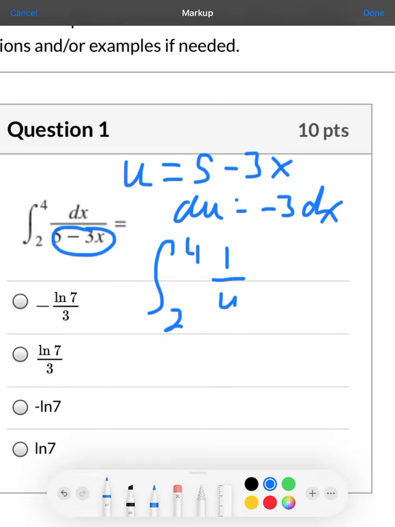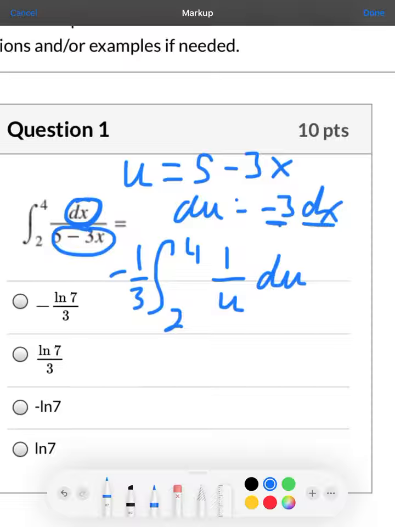So we got 1 over u du. Now du is going to replace the dx. And we got this negative 3, so remember we divide by negative 3. And if I need to speak in more detail about that, please let me know.